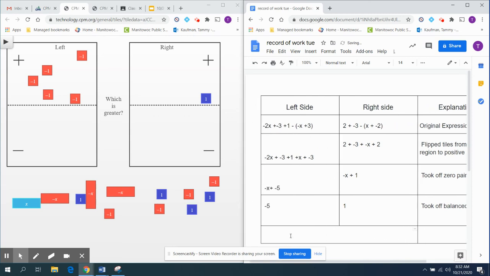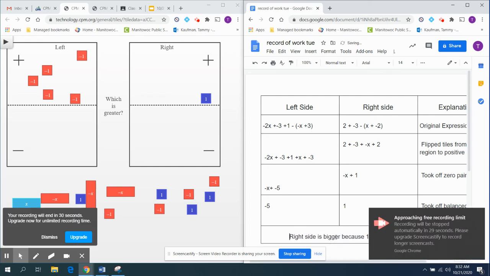Now here I can write that the left side, or I'm going to say the right side, is bigger as 1 is bigger than negative 5. So on here, I just put my answer.